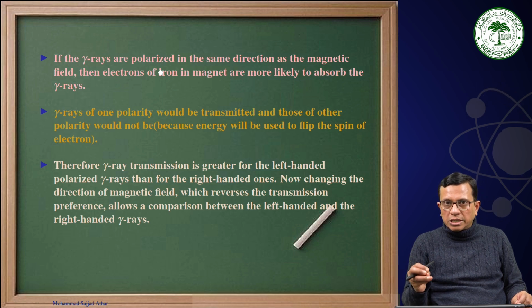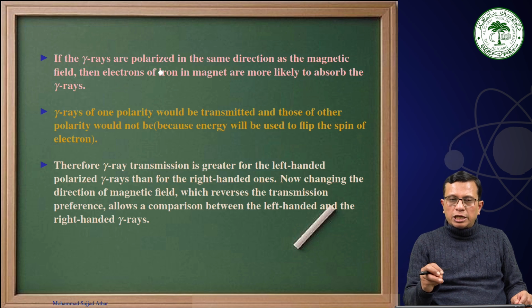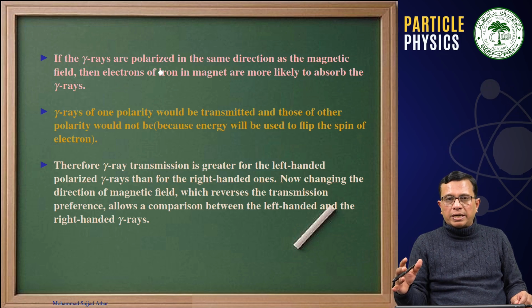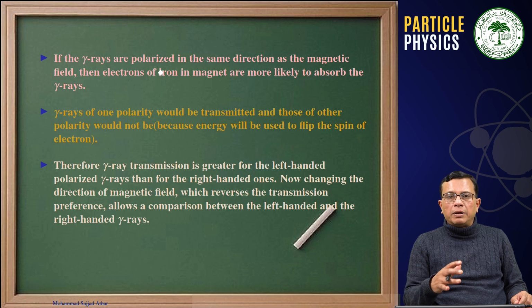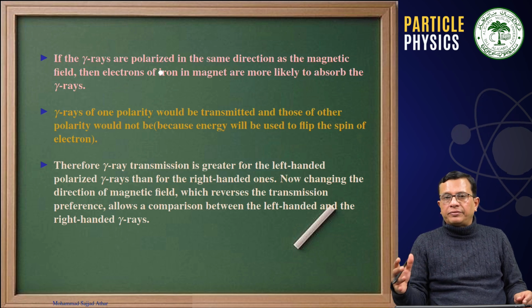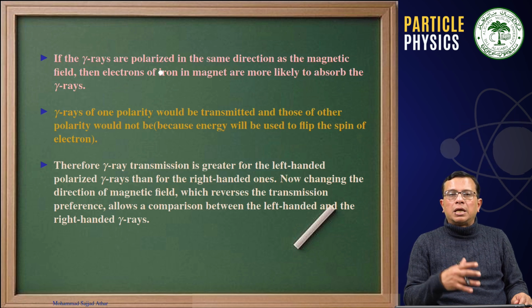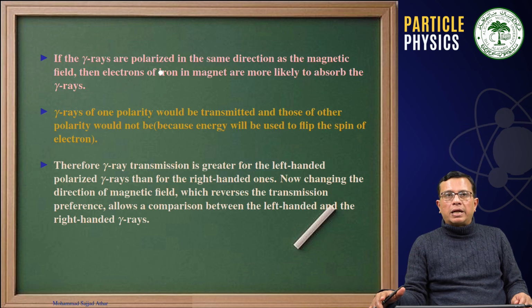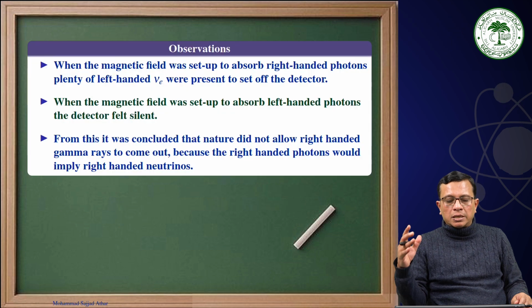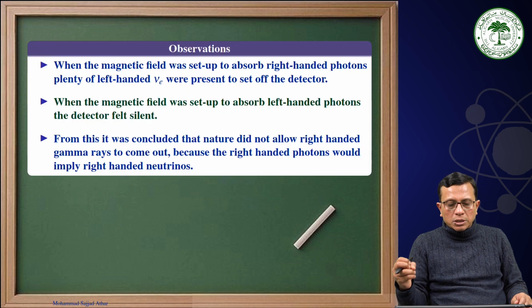electrons to change the spin of the electron. Therefore, once it will be right-handed and another time it will be left-handed. But if nature handles both of them equally, then we should expect an equal number of photons when the magnetic field is in one direction and when the direction of the magnetic field is reversed. But what was the observation?